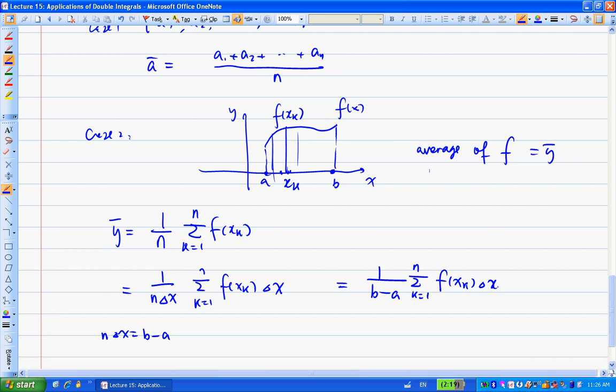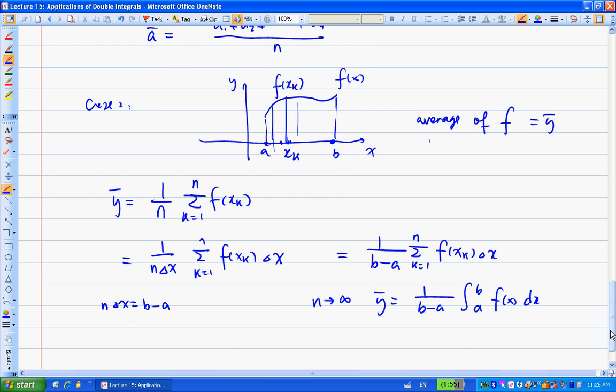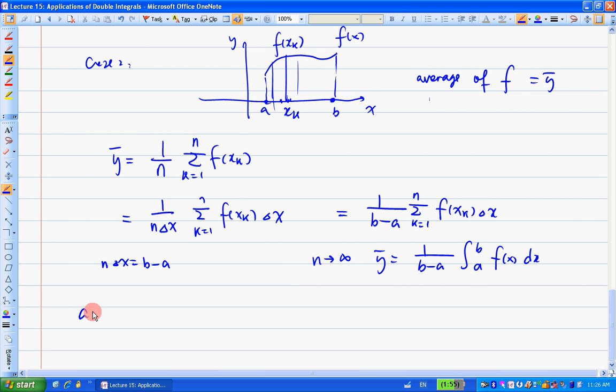Now let's increase the number n. Let n go to infinity. Then this term here, this summation, becomes an integral, right? So this y bar basically is 1 over b minus a, times the integral from a to b of f(x) dx. So this is basically the average of f over the range of a to b. Then I come to case number 3.